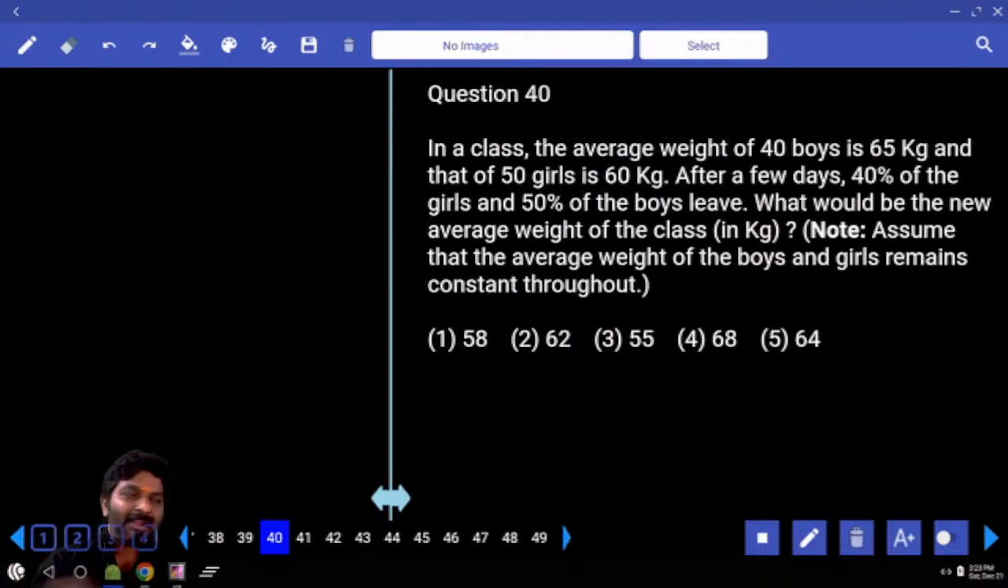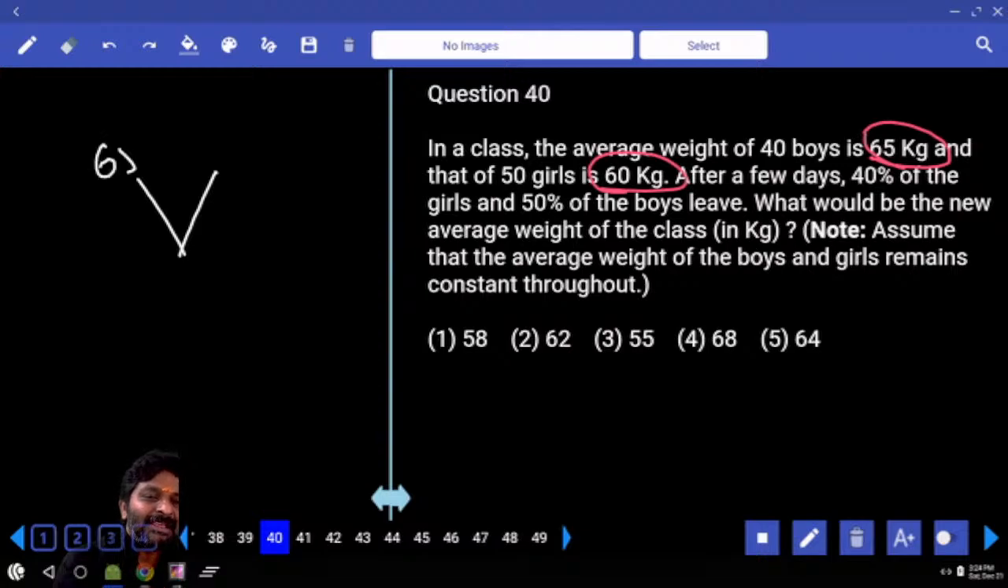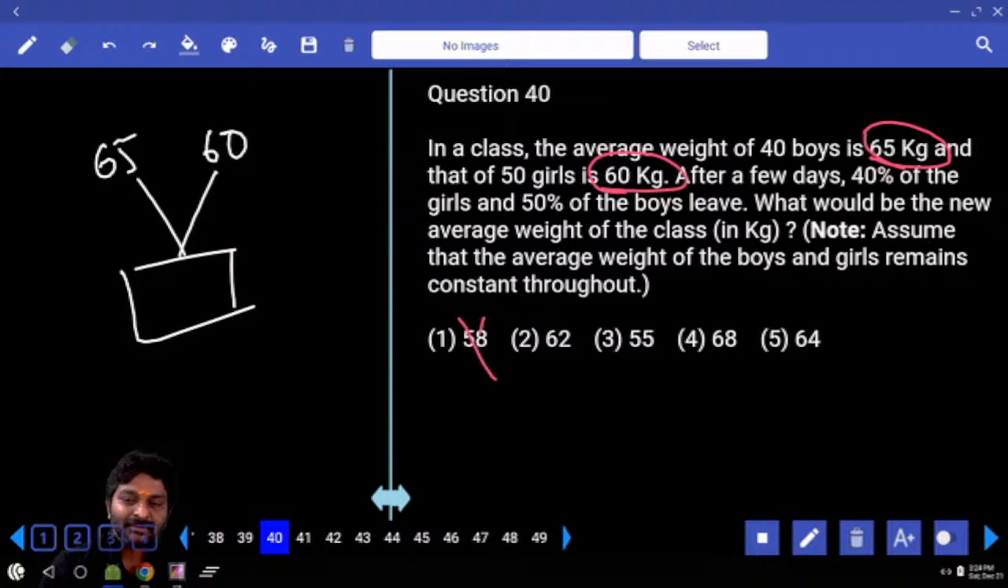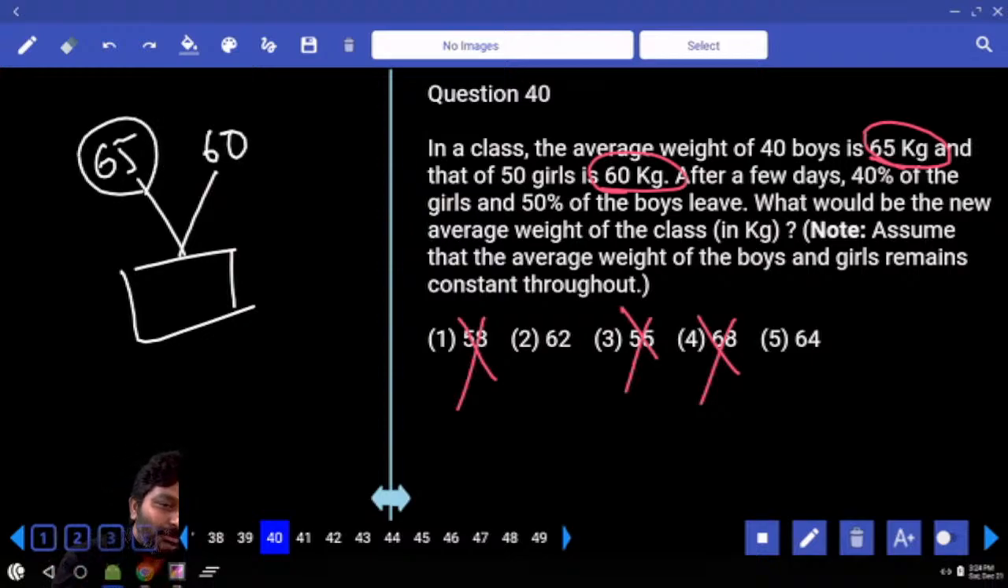Okay. Finally, we were asked to calculate the average of boys and girls put together. How much is the boys' average? How much is the girls' average? Then the total average will be in between 65 and 60 only. Can it be the first option? Second? Yes. Third? No. Fourth? No. Fifth? Yes. Two possibilities are there. If there is only one such option, you don't have to solve it. Now let me calculate. Is that okay for you?